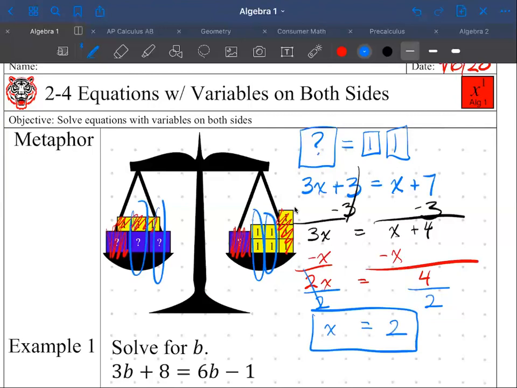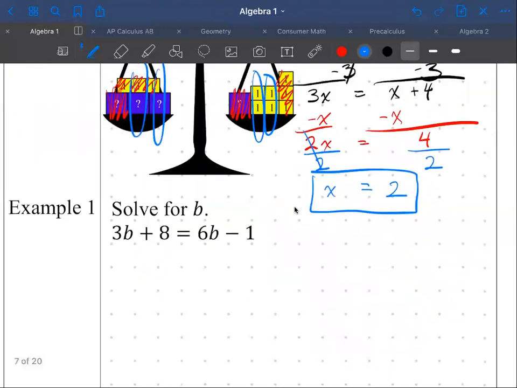All right, so let's try a few of these in terms of just the algebra. All right, we have our variable is b. It's the same type of problem. I can change that letter to whatever I want. I could have done a heart or a star. I chose letter B because it's easier, right? Okay, 3b plus 8 is equal to 6b minus 1. Anyone want to take the first step?